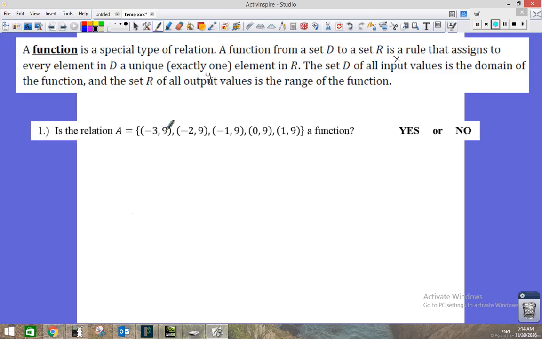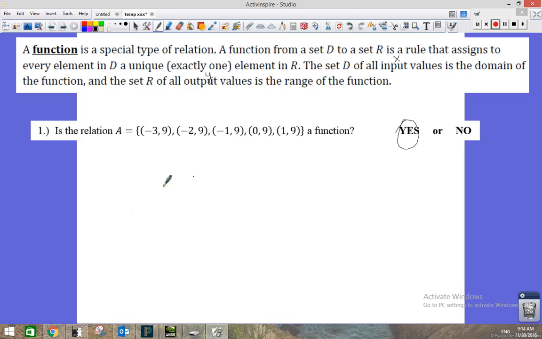So when we look at this, to determine if it's a function, there should be no repeats of the x coordinates. When we say what is negative 3 related to, there should be exactly one answer. Negative 3 is related to 9. I don't see another negative 3 as an x coordinate. I don't see another negative 2 or a negative 1 or a 0 or 1. At a quick glance here, this appears to be a function.